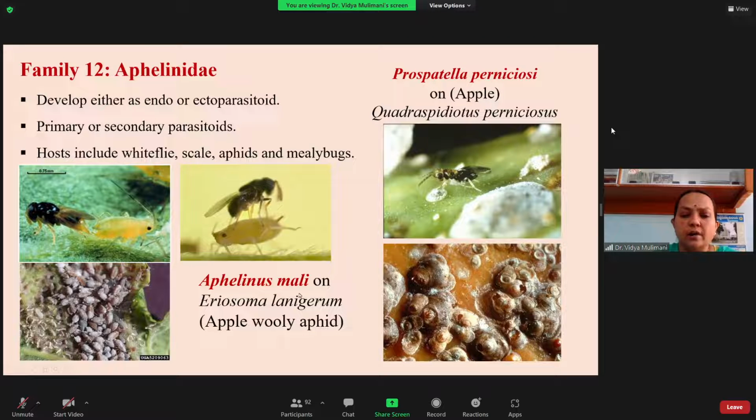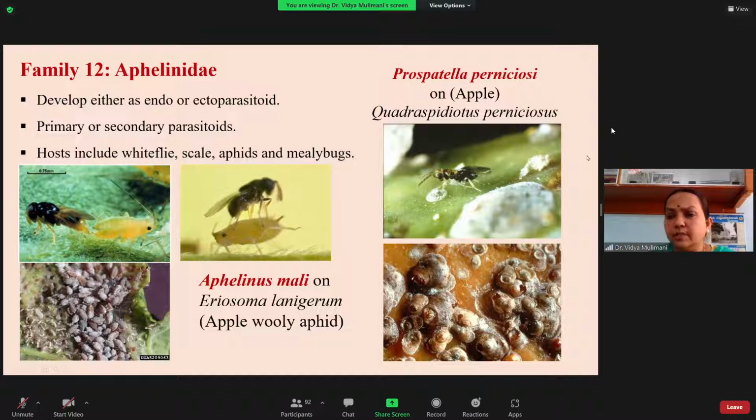An example you have is Aphelinus mali, and it has mainly been used for the control of the woolly apple aphid in the apple ecosystem. So this is what you can see here. This is the woolly aphid in the apple ecosystem, and Aphelinus mali will be attacking the nymph, as a nymphal and adult parasitoid. All these you will get in biological control examples.